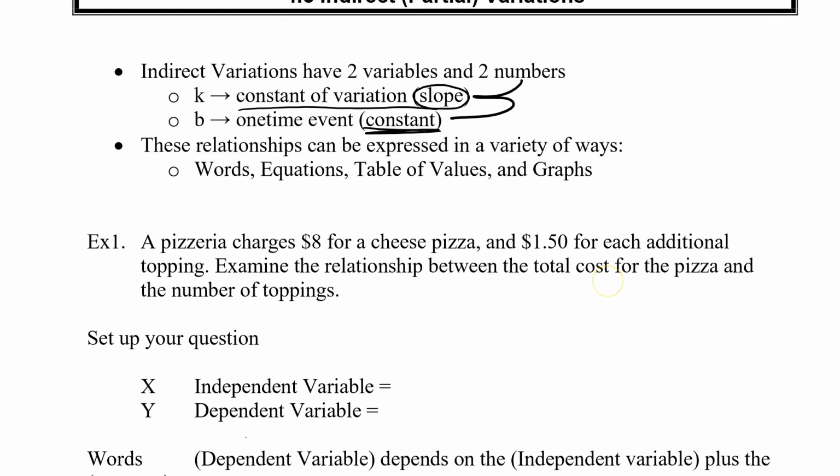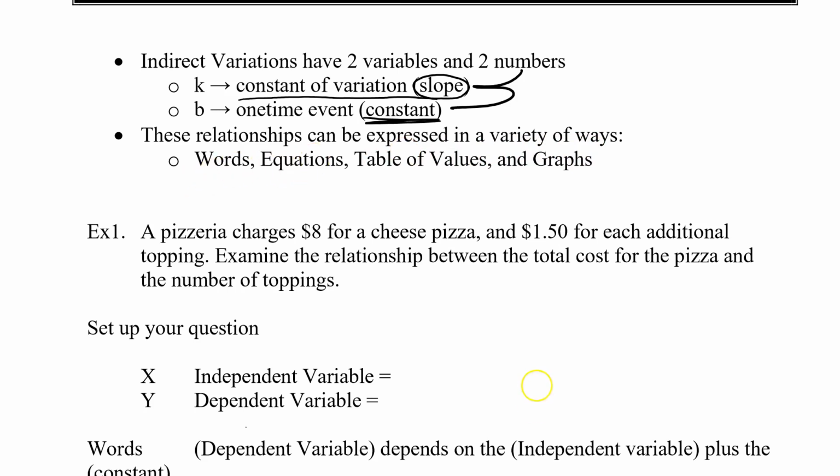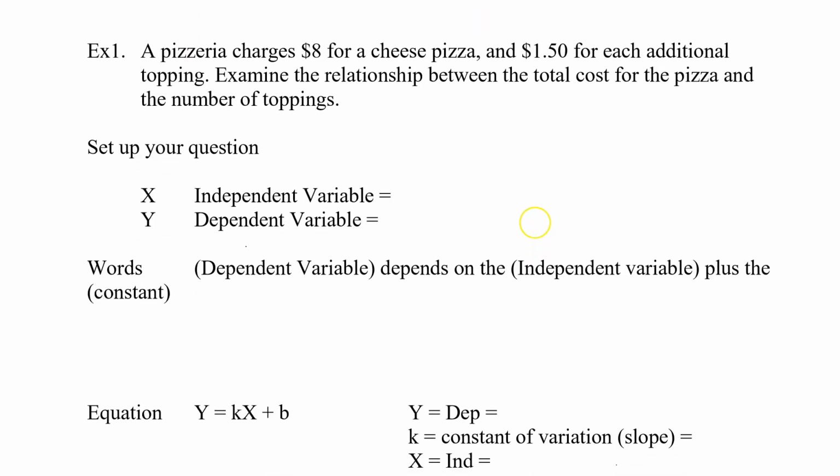These kinds of relationships, just like with direct variations, can be expressed in a variety of ways: words, equations, tables of values, and graphs, and we're going to go through all of those today. Now, on to an example that is quite near and dear to my heart. It's about pizza. A pizzeria charges $8 for a cheese pizza and then $1.50 for each additional topping. Examine the relationship between the total cost for the pizza and the number of toppings.